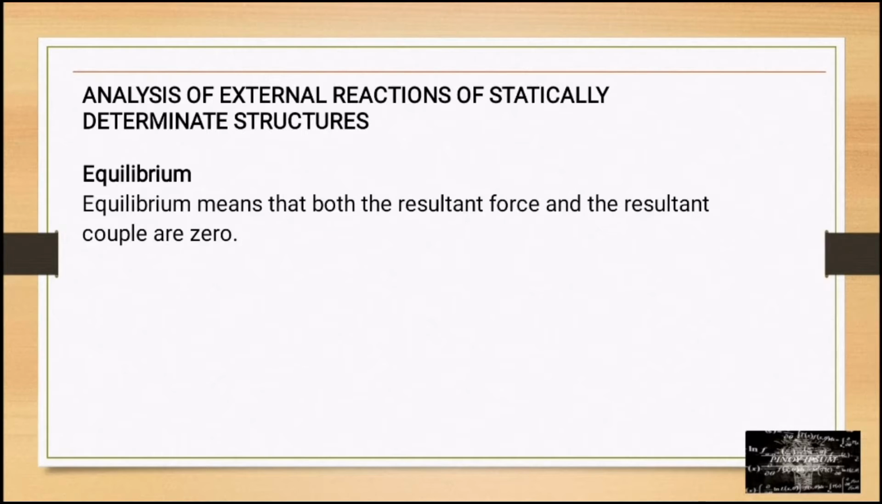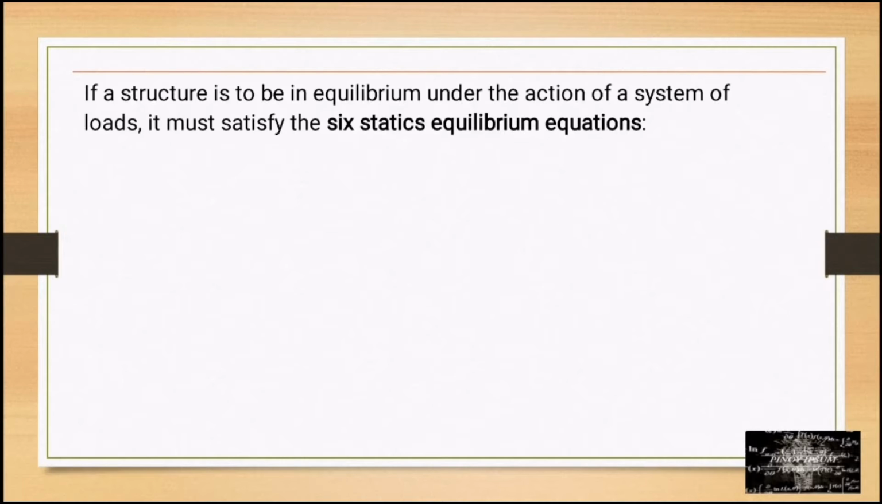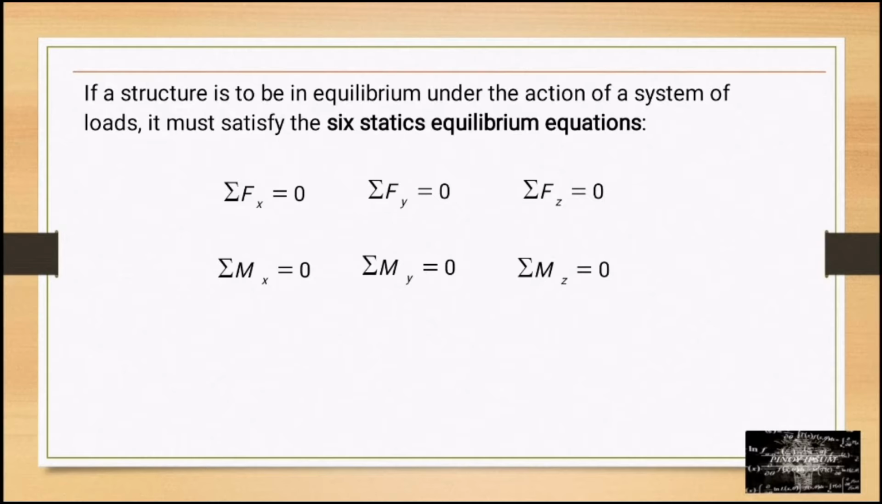Now let us start with equilibrium. Equilibrium means that both the resultant force and the resultant couple are zero. If a structure is to be in equilibrium under the action of a system of loads, it must satisfy the 6 static equilibrium equations. We have summation of forces along x, along y, along z equals 0. Summation of moment about x, about y, and about z equals 0.